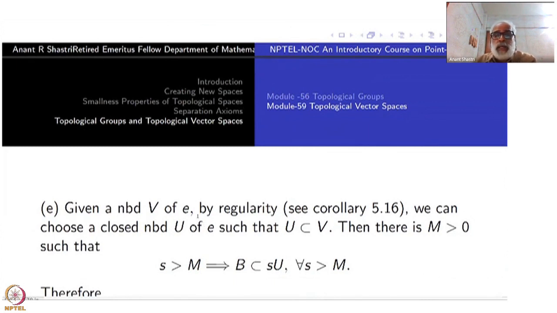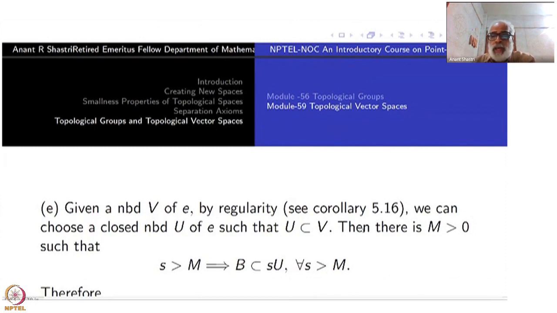So first I apply regularity of the topological vector space, which we have proved. Given a neighborhood V of 0, by regularity, we can choose a closed neighborhood U such that U bar is contained inside V. So I am taking U bar as U now. I am not calling it an open subset, but it's a neighborhood which is closed. Given any neighborhood, there is a closed neighborhood contained inside that. You take this one to be a closed neighborhood.